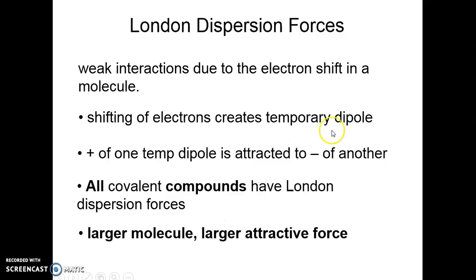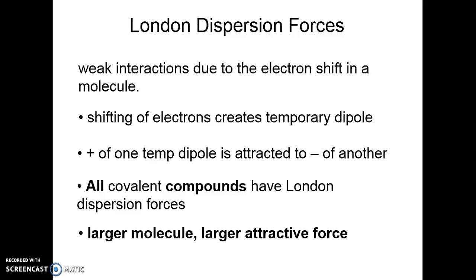London dispersion forces are due to electrons in one molecule being attracted to the protons in another. What happens is the electrons are moving around, and at any one time, they are not always evenly distributed around an atom. So there will be a slight negative on one side and a positive on another, and those dipoles, called temporary dipoles, are then attracted to each other.